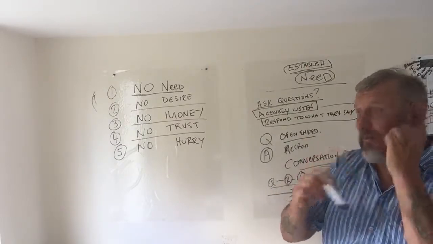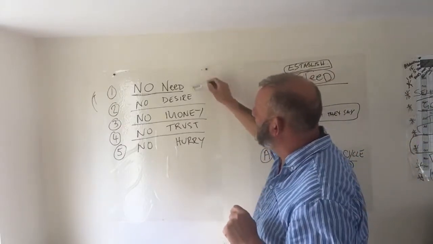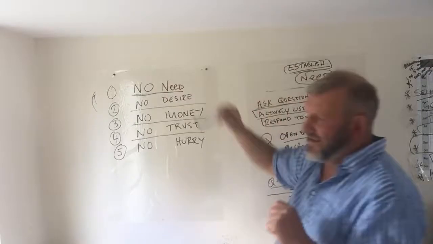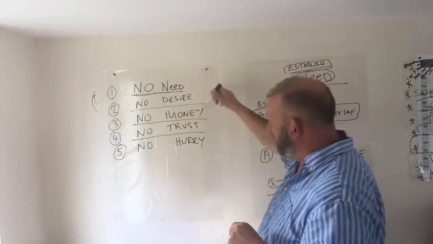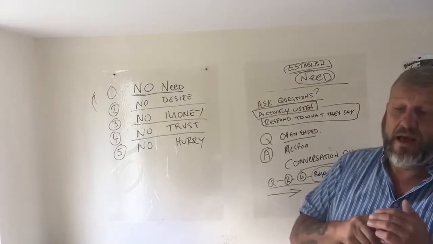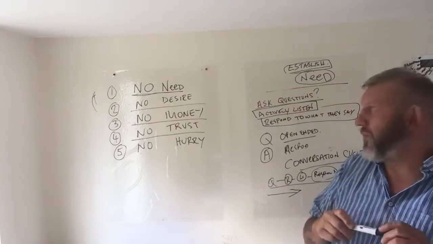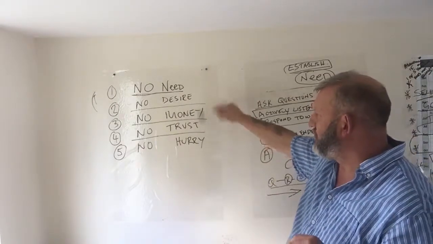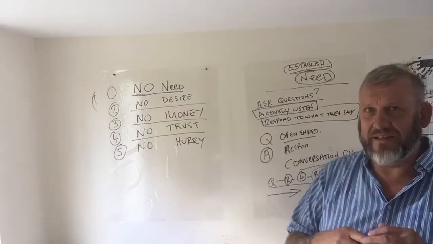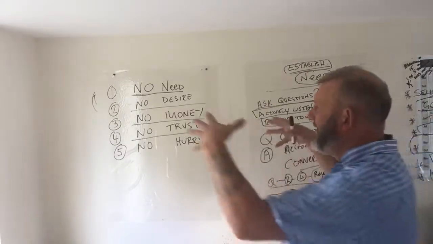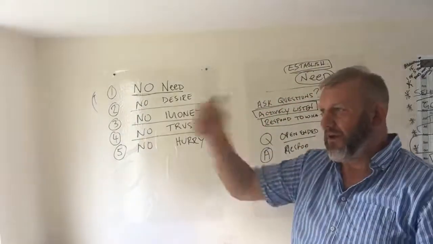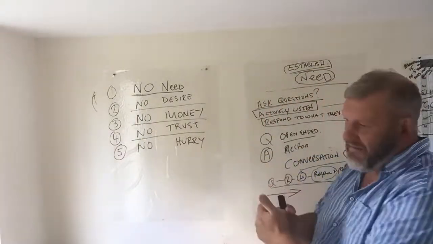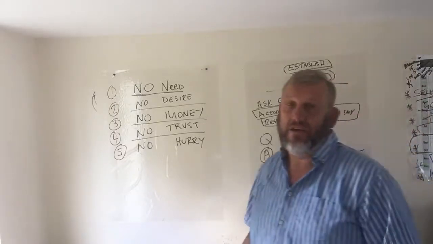I'll probably end up linking it back to no need, because as I say, they are linked together. Then we'll move on to the next one, which will be no money, no trust, no hurry. And I will talk about how we do those things in the future as well. I have lots of other things that I'd like to talk to you about, but what I want to do basically is just get all these 5 reasons firmly locked in your head. No need, no desire, no trust, no money, no hurry. Boom. And then you're out of there. You've got the deal.